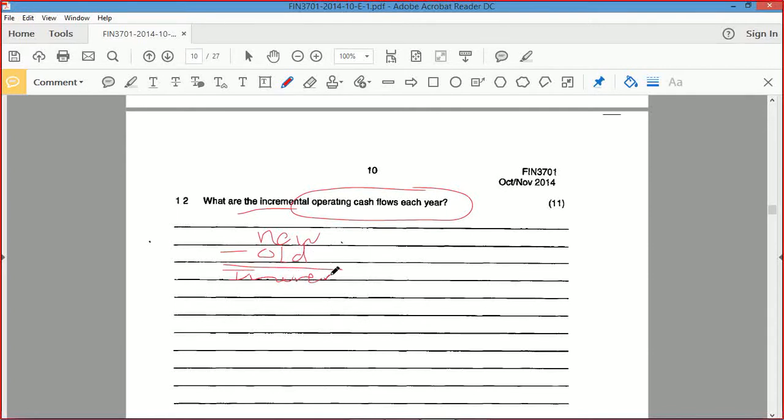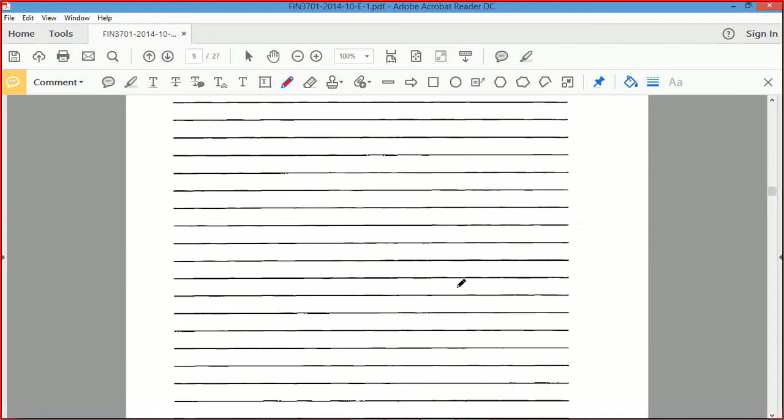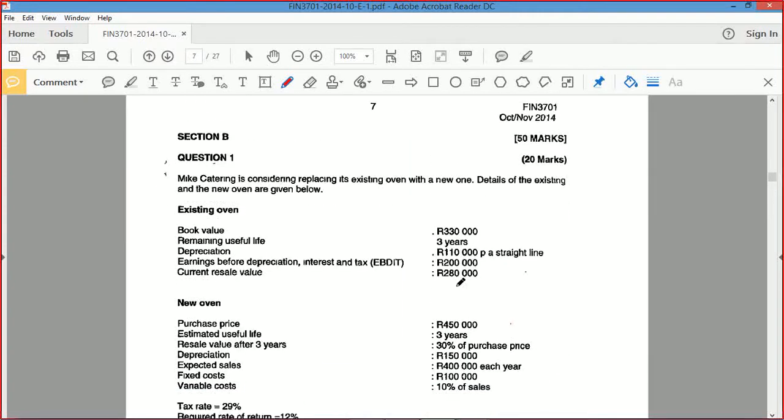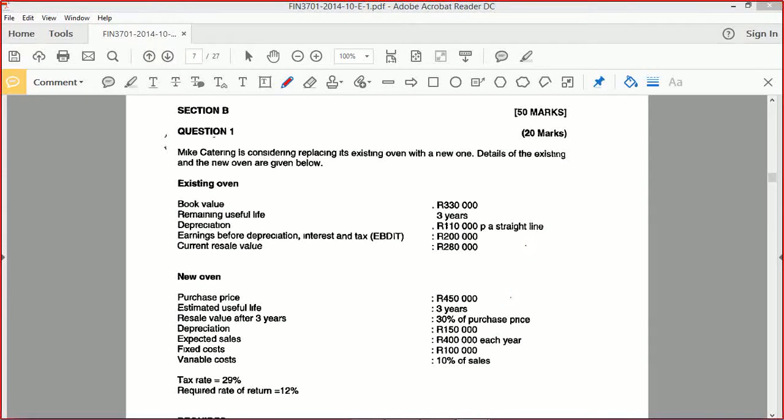So it tells you you've got 200,000 is the earnings before tax. Okay. So you don't have to do revenue, because the other one you actually have to work out the revenue and everything. Your depreciation is 110,000 straight line. Your EBIT is 90. There's no interest because it doesn't mention anything about financing. So your tax is 26,100.